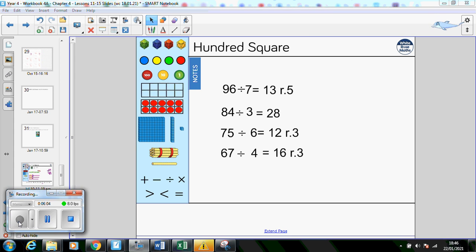Remember, if you had any left over, they are our remainders. Okay, they won't share equally into these groups.